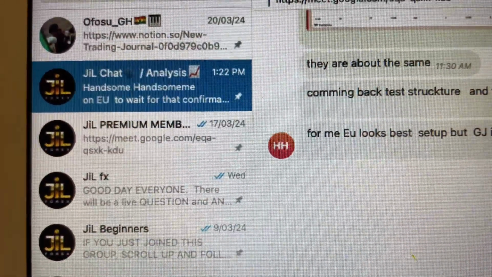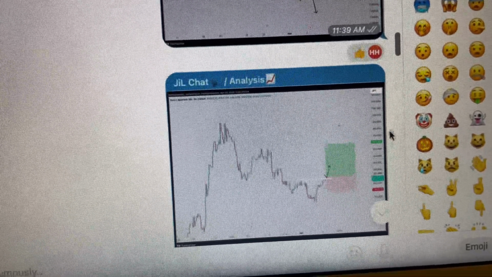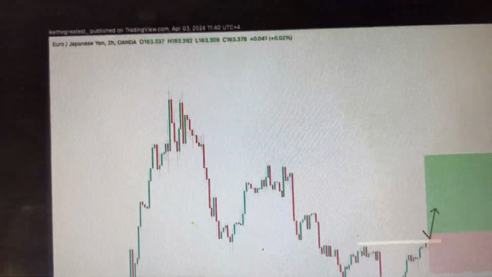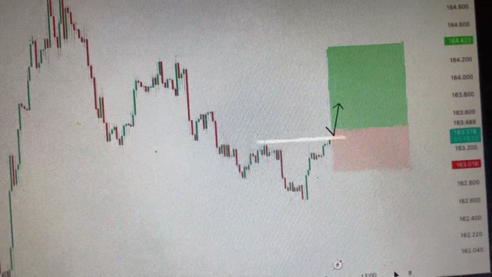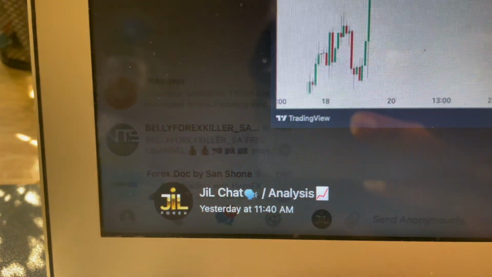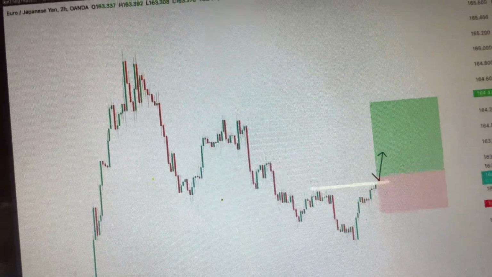So without wasting much time, let's just jump right into it. Let me just break it down so you get to also take something home. So let's get it. If you look right here, this is our chat room, and this was the setup on EURJPY. This is how it was looking right before it played out, and it was around 11:40 a.m.